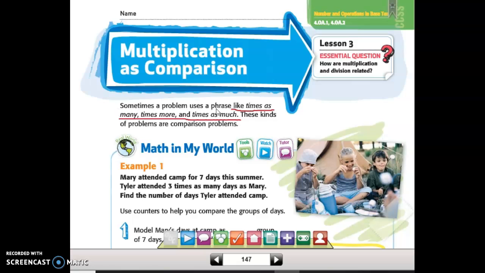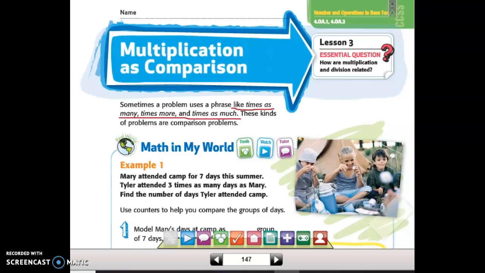When a word problem uses phrases like times as many, times more, or times as much, these kinds of problems are comparison problems because we're comparing two things. One thing is some times as many, or something is a certain number of times more. So we're comparing two different sets.